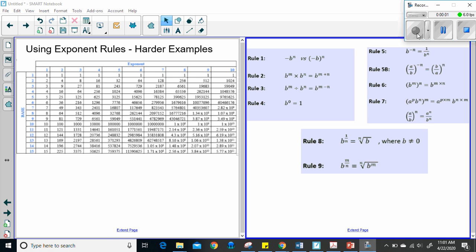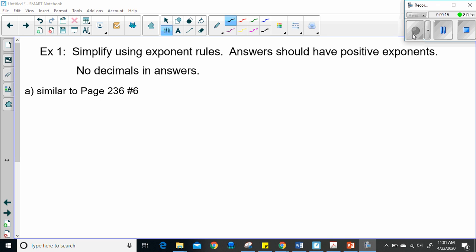Okay, today we're going to look at using our exponent rules, but we're going to do some harder examples. So it's helpful to have your handy dandy table available. It's also helpful to have your rules written out somewhere to look at as you're practicing them. You don't need to, but it is helpful. So let's get right to it and try some examples.